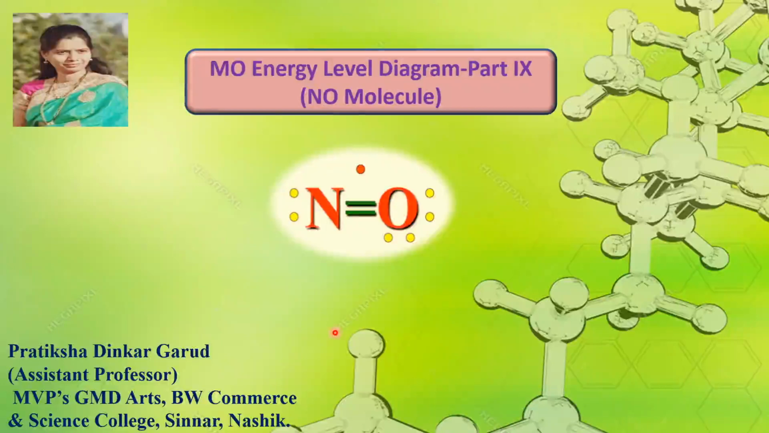Hello friends, welcome back. In this video, we are going to study the next example of heteronuclear diatomic molecule, that is the NO molecule. So this NO molecule is also known as nitric oxide. It is also known as nitrogen oxide, or nitrogen monoxide. We can say regarding this nitric oxide that it is one of the principal oxides of nitrogen.